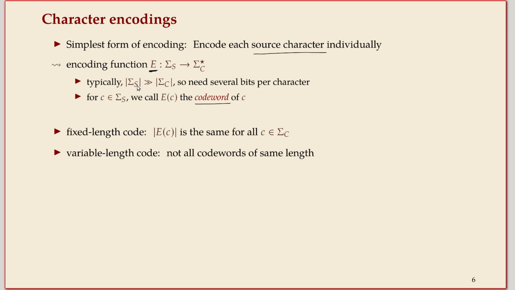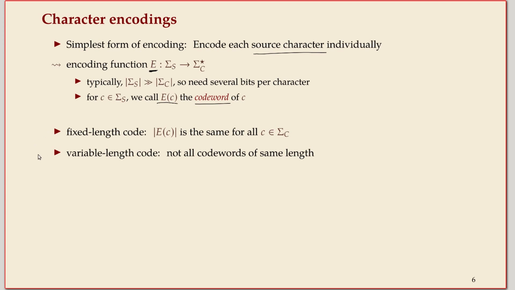Because usually the source alphabet is not binary, but contains many more characters, we will need several bits to represent a single character. And we will write this sequence of bits as E of C. And code word reflects this fact that it's a whole word of bits, not just a single bit.